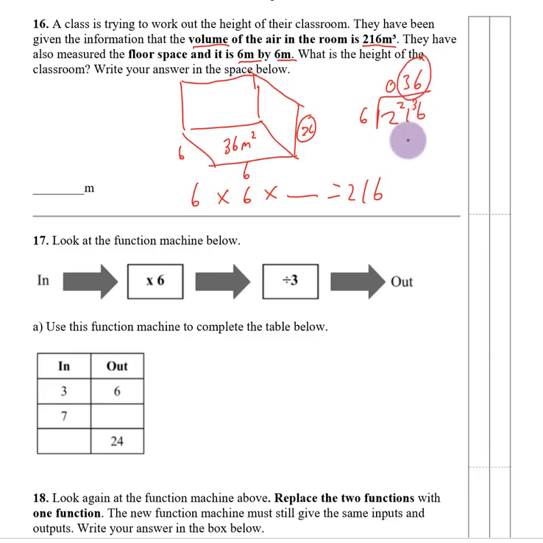So then we take this 36 and divide it by the other 6 as well. 36 divided by 6 goes 6 times. So we've divided by 6 again, which means that X would have to be 6. So the height of the room will be 6 meters. So take the two numbers that you've got and divide them into the total volume, and it gives you what the height is. Okay.